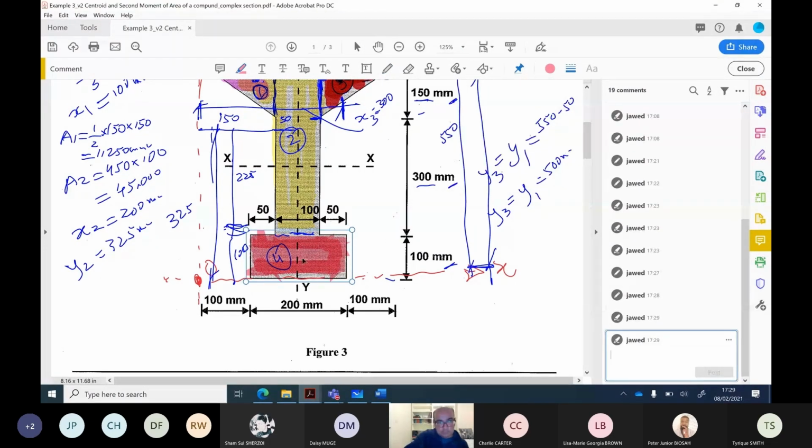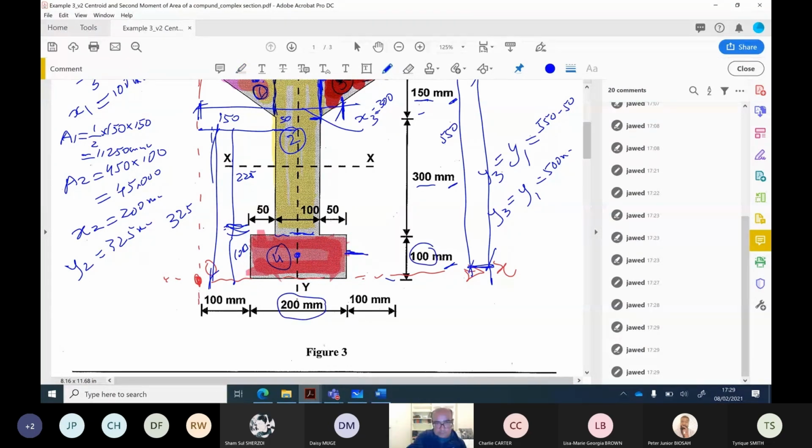Now the center of this area 4, this is Y4. What will be Y4? 50. 50, excellent. We have to find X4. X4 will be the center point to origin. The distance from the center of the point to the end is half of 200, which is 100. And then again from this corner to the end, we have this dimension, which is 100.